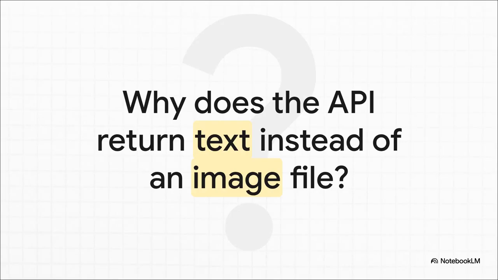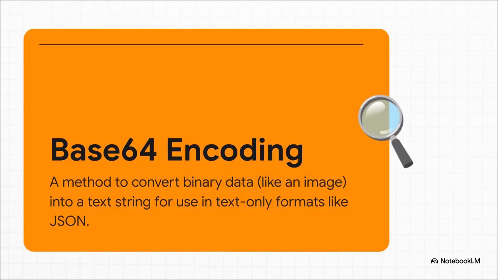So, you run your script, you're all excited to see your new masterpiece, and you get a massive wall of text. What's going on? This is a really common question for newcomers, but there's actually a pretty clever reason for it. It all comes down to something called base64 encoding. See, APIs usually talk to each other using text-based formats like JSON. They can't just send a raw image file. So, base64 acts like a translator. It takes all the binary data of your image and converts it into one long text string that can be sent safely.